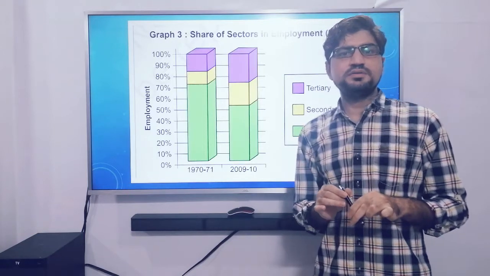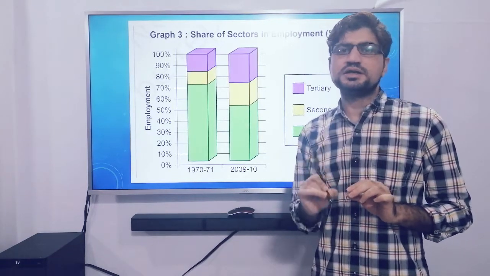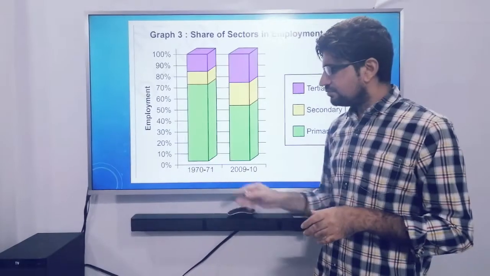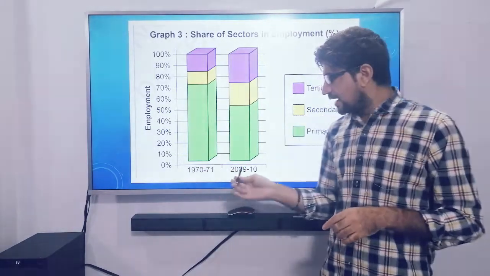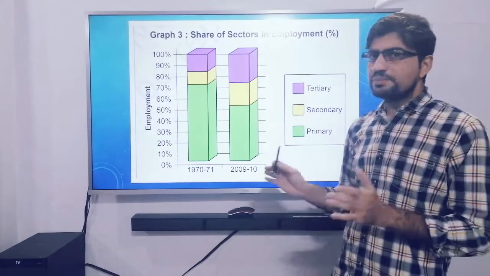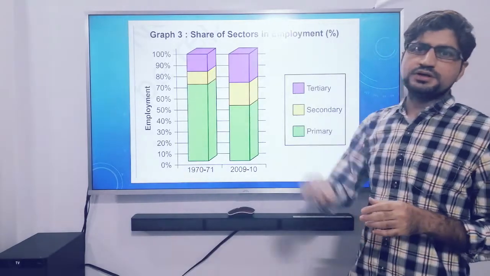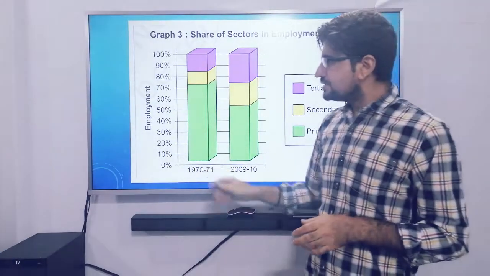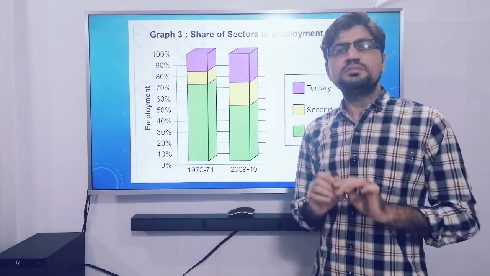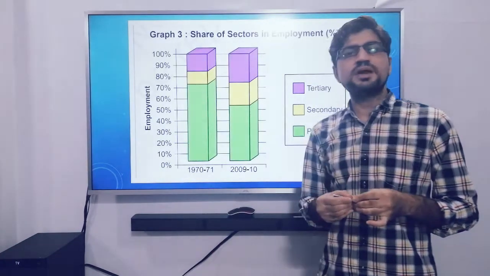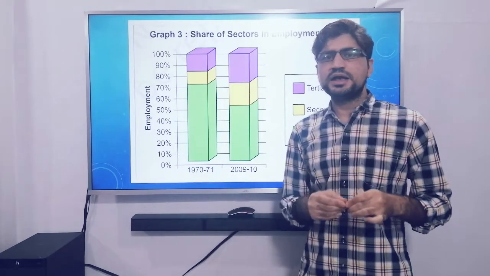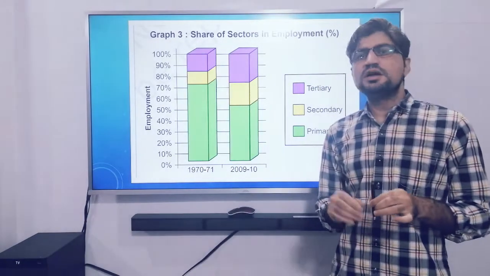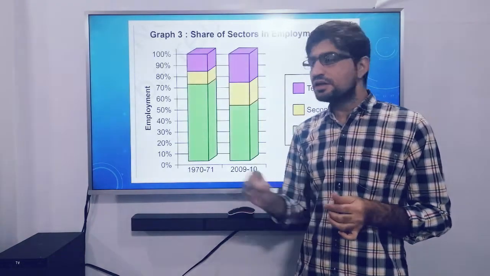As we know, in development, as we have seen previously, employment is one of the most basic aspects of the economy. So let's compare the same two years, 1970-71 and 2009-10. Here is a comparison of the share of sectors in employment. Previously we saw the share in GDP; now employment. In 1970-71, about 74% of the total population of India was engaged in the primary sector. People are engaged in different sectors and have different economic activities. So in 1970-71, about 74% of the total population was engaged in the agriculture sector.